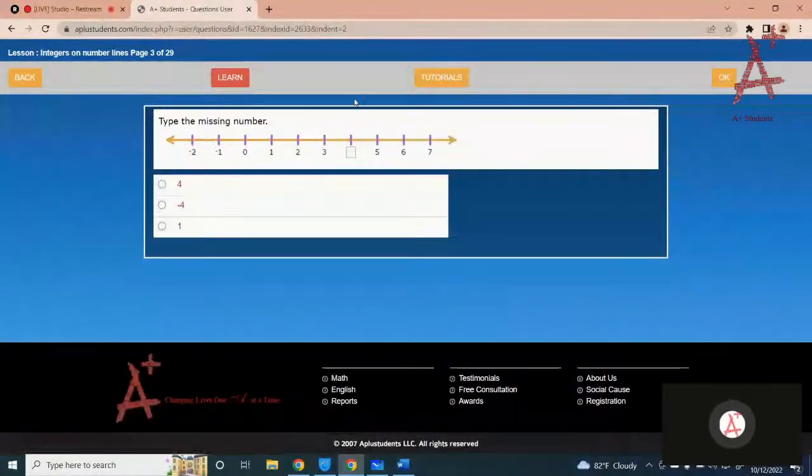Okay, type the missing number. The number that is missing is in between 3 and 5. So which number is in between 3 and 5? The numbers are increasing by 1, so you need to add 1 to the previous one. So 3 plus 1 is 4. That means the missing number is 4. Very good.